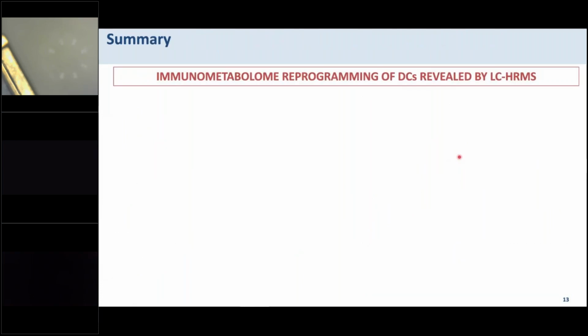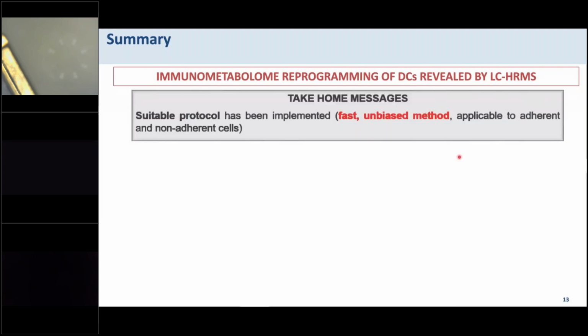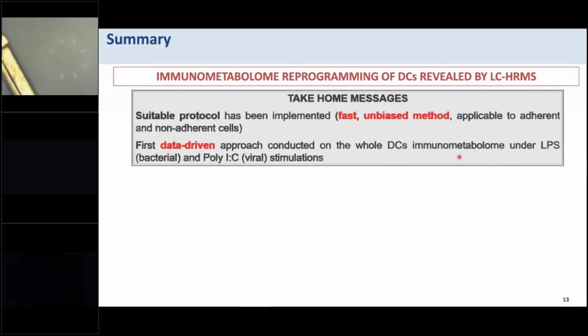To conclude, metabolic reprogramming of dendritic cells was successfully recalled thanks to the LC-HRMS method, but also thanks to the setup of a switchable protocol for adherent and non-adherent cells. We were able to compare the immunometabolome under different expositions. We have managed also to have more than 200 metabolites robustly monitored, affected over all the time, and we highlight fine distinction of metabolic profile.